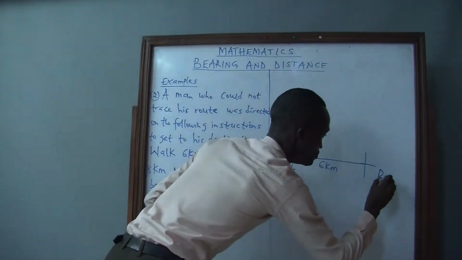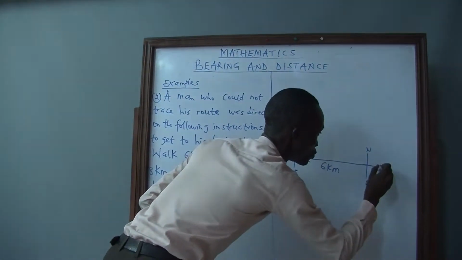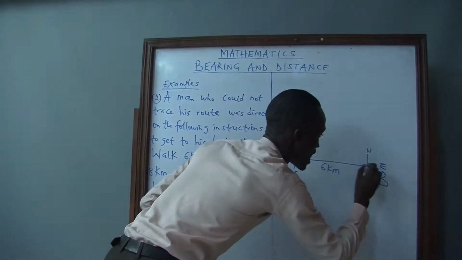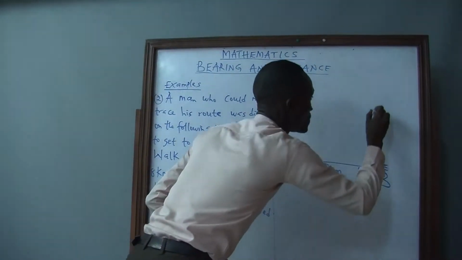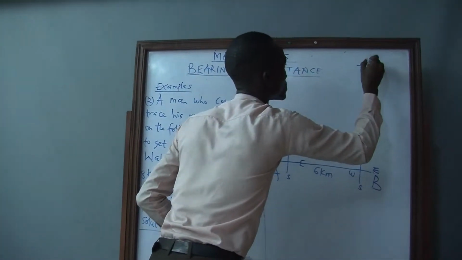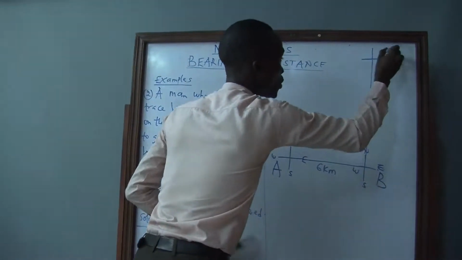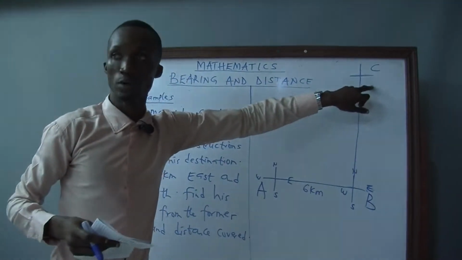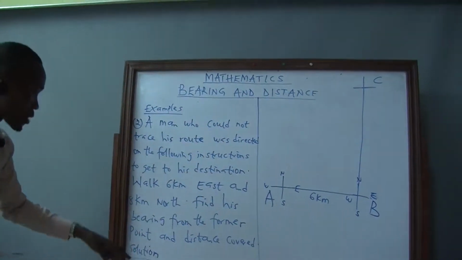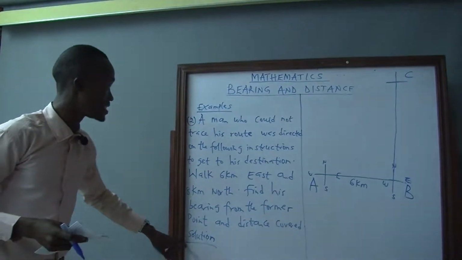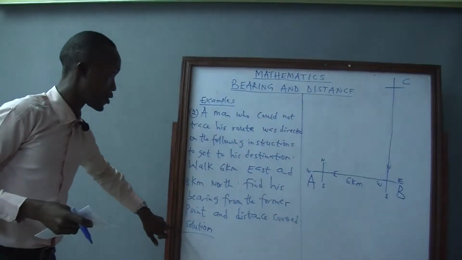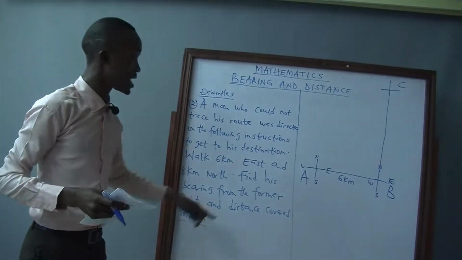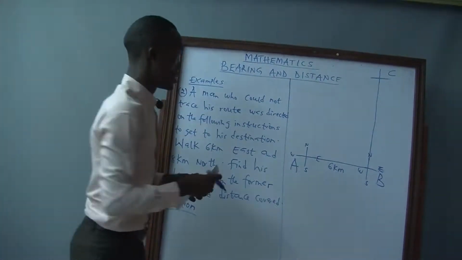And getting to this place, the man is to move 8 km north. So let me call this one B. This is north, south, west, east. So the man is to move 8 km north. I am taking this point C as the final destination of the man. And now the question is asking us that we should find his bearing from the former point. The former point is the same as the starting point.